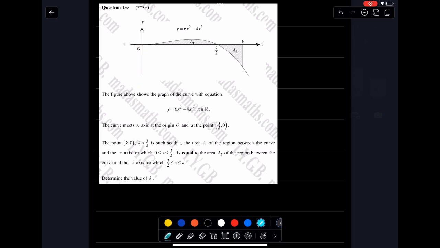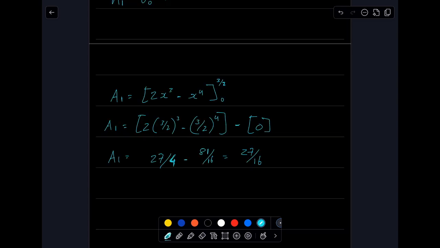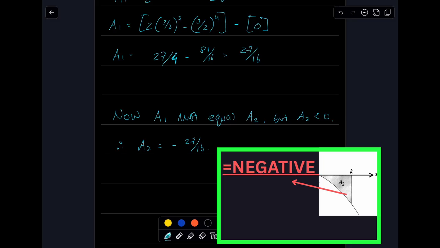Now, what does this mean? This means we can find the area of A1. And when we do via integration, we get an area of 27 over 16. Okay, great. So we've got the area of A1 as 27 over 16. But there's still a problem. We need to find k. Since we're told that A1 is equal to A2, we can say that A2 is equal to negative 27 over 16.